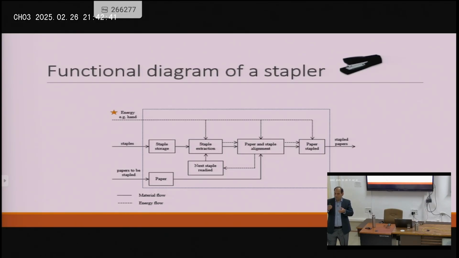If you've actually opened up a staple, there's basically a metal plate that pushes a staple. That extraction takes energy because the staples are glued together. They have to be separated, right? So when you press the stapler, your energy is actually going to multiple places. One is extracting the staple.